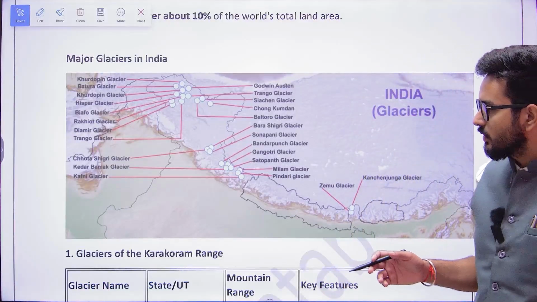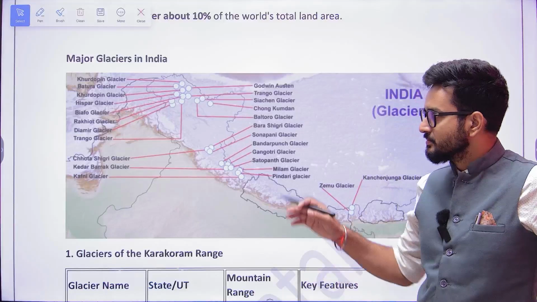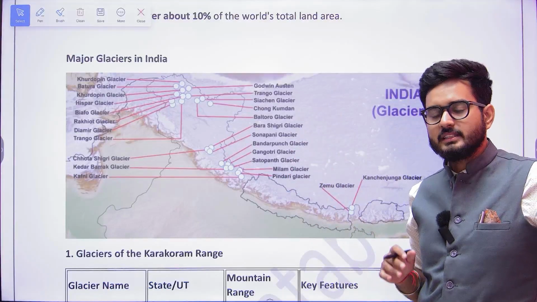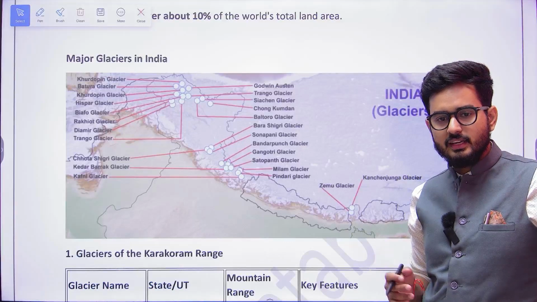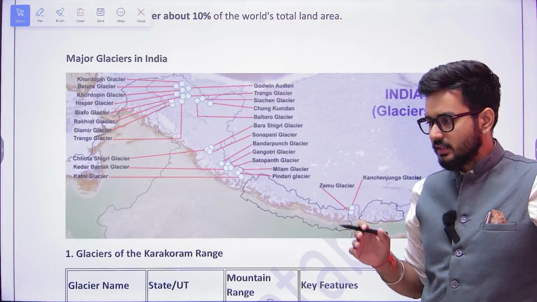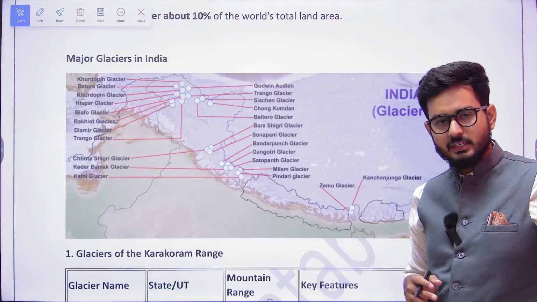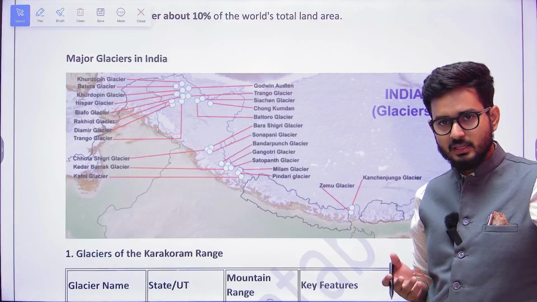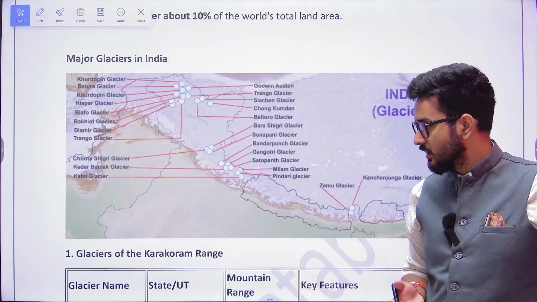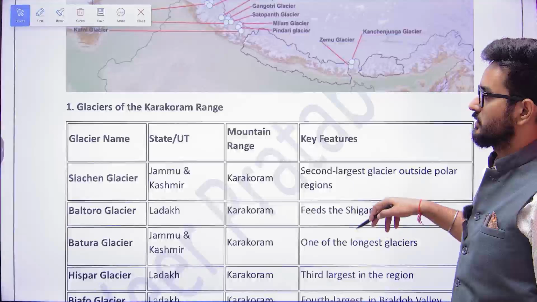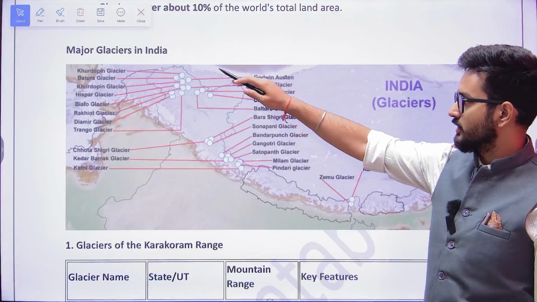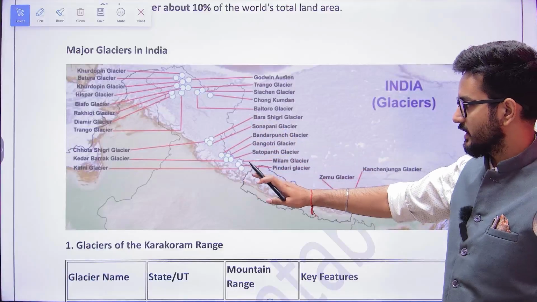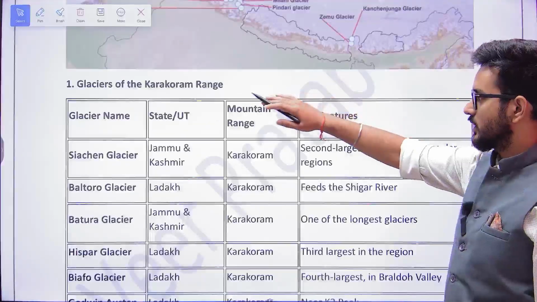What becomes important here is on which mountains these glaciers are located. Even in the Himalayas, as we know, there are various categorizations. Firstly there is the Karakoram, then the Greater Himalayas, then the Middle or Lesser Himalayas, and finally the Shivaliks. That is how it is categorized.